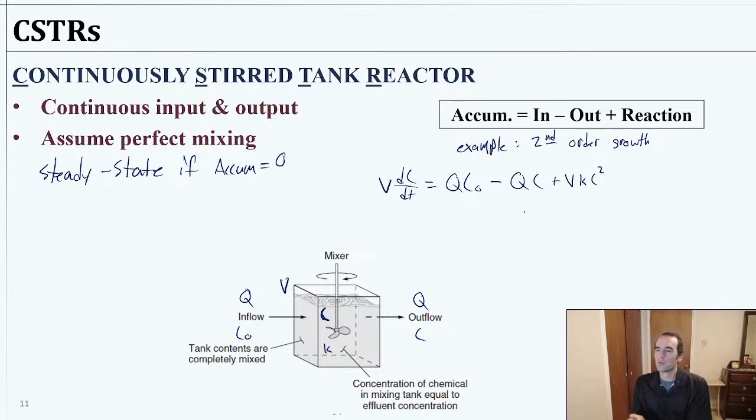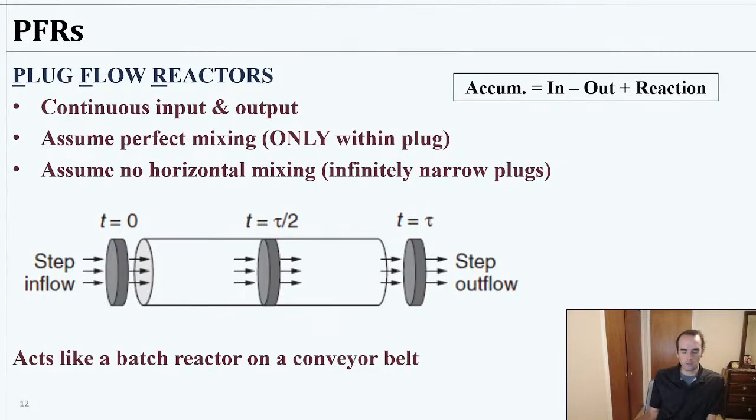All right, so this would be our example for a second order growth equation. And again, if it was steady state, we set all this to 0, and then write the rest like normal. Okay, so that's batch reactors, plug flow, CSTRs.